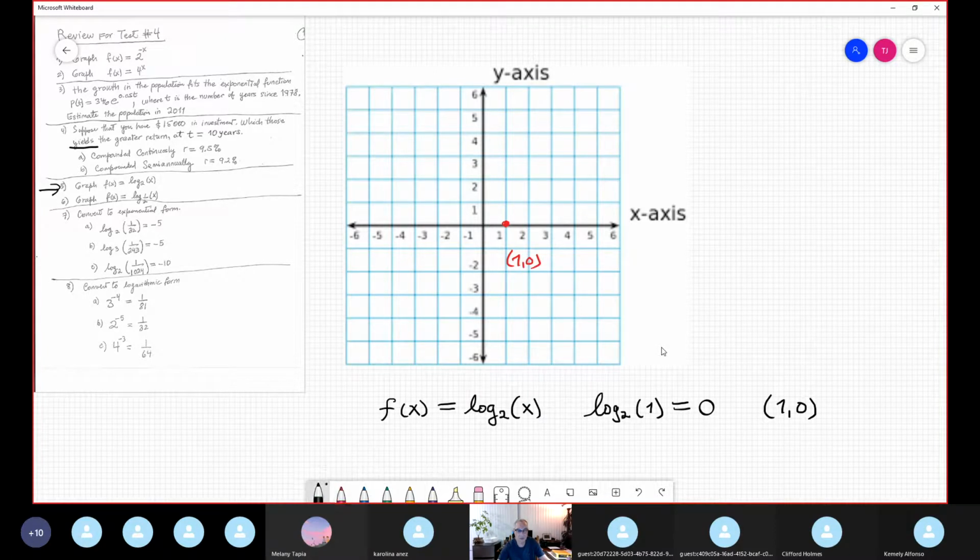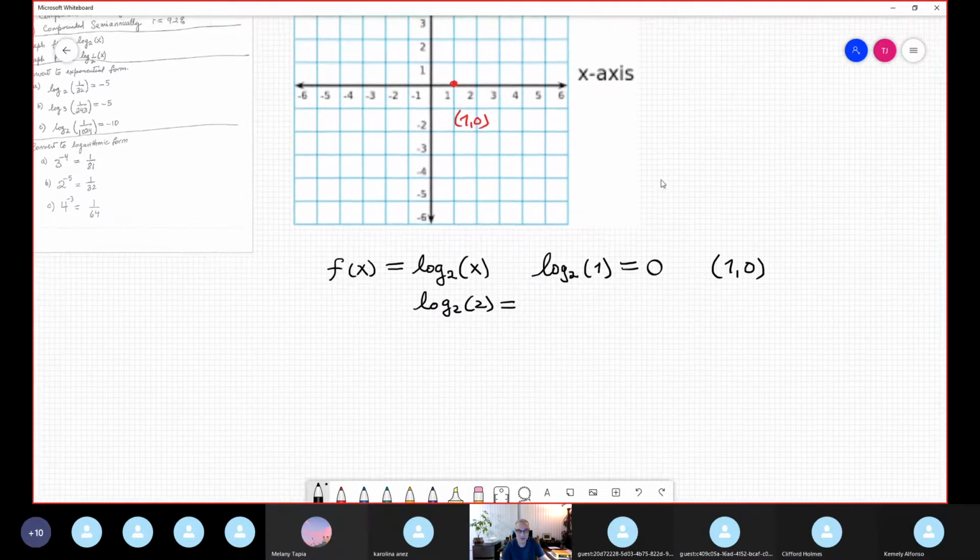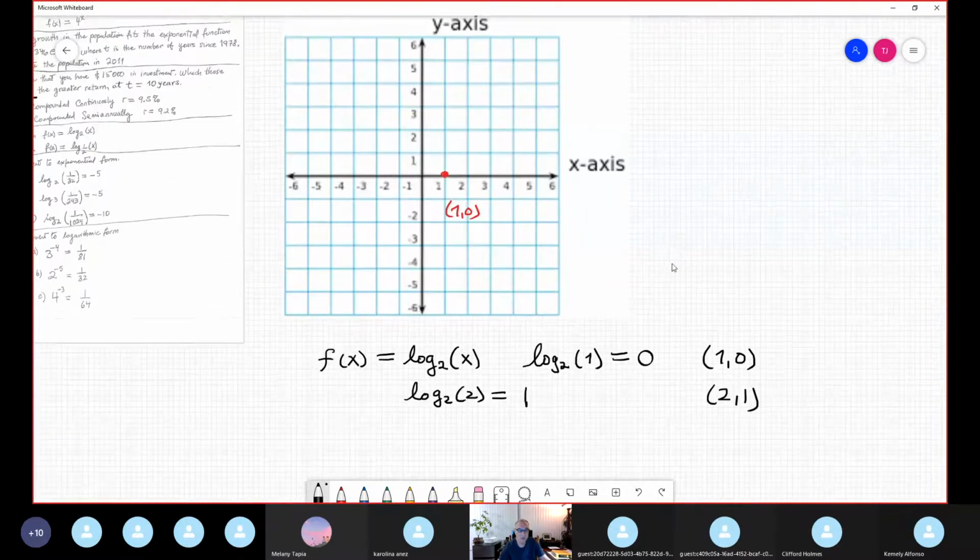Okay, now I also know the logarithm base 2 of 2, so they are a perfect coincidence, the base and the number inside the argument, is 1. You know that, right? So the point is the point (2, 1). I plot that (2, 1), over there, here.